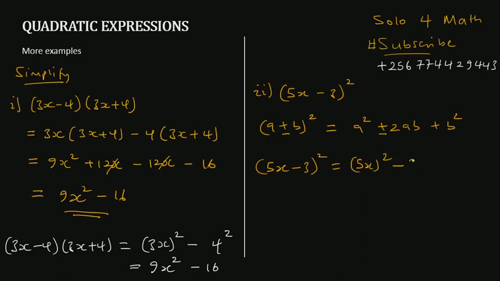minus 3 times 5x, sorry, there is a 2, let me put a 2 here, times 2. The minus is here because we have a minus here, then plus, what was our b? Our b is 3 squared, and on simplifying we end up with 25x squared. Then this is 3 times 5, that is 15, times 2, 30, so we have minus 30x plus 9.